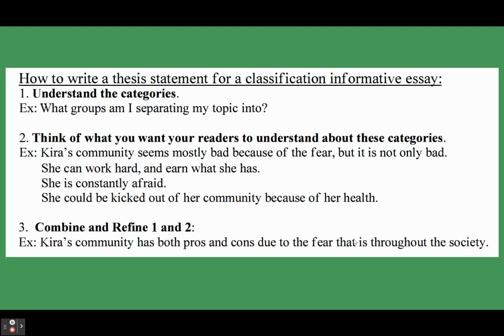To write a thesis statement for a classification informative essay, there are a couple of steps that you want to go through. First, you want to make sure that you understand the categories, and you guys are separating your topics into pros and cons. And then you need to think of what you want your readers to understand about these categories. So, for example, Kira's community seems mostly bad because of the fear, but I want to separate the bad from the good to help my readers fully understand her community. And then you're going to combine and refine steps number 1 and number 2. I came up with Kira's community has both pros and cons due to the fear that is throughout her society. That's what I have so far.